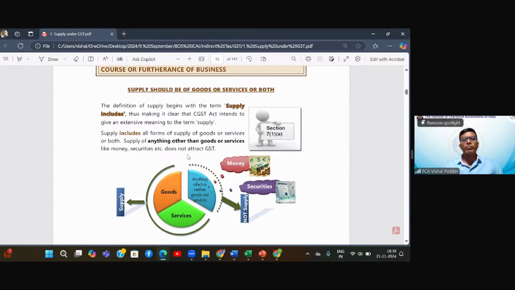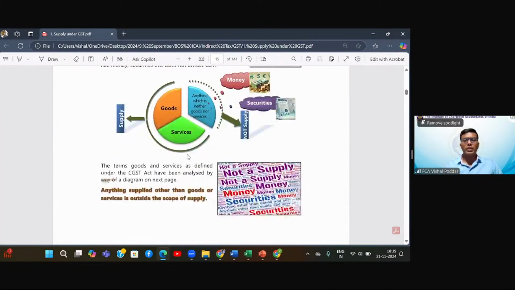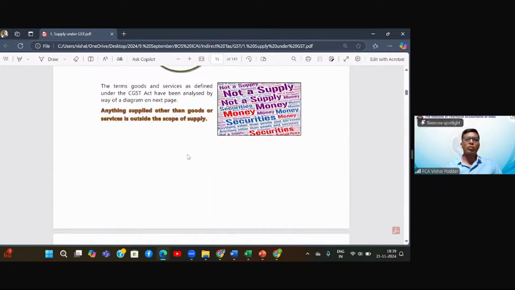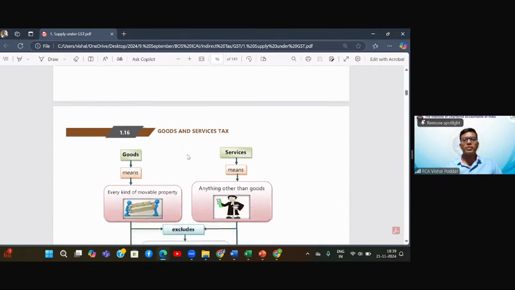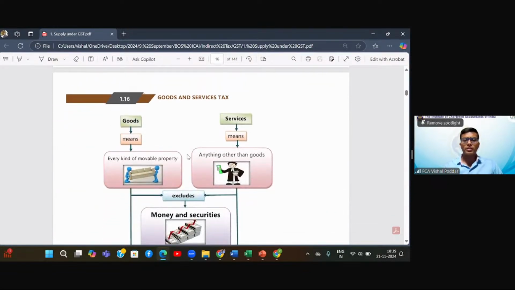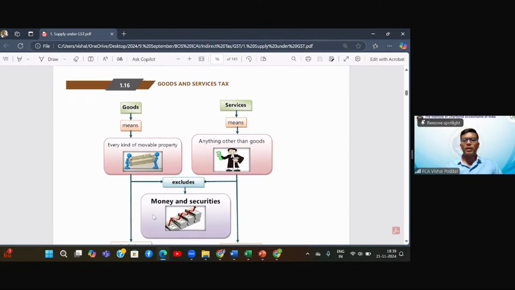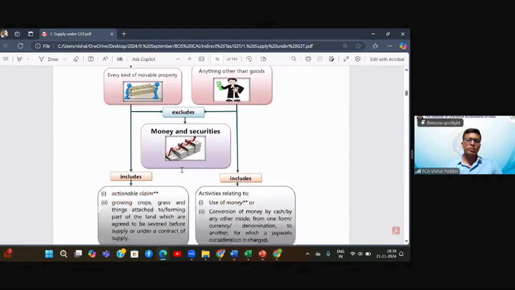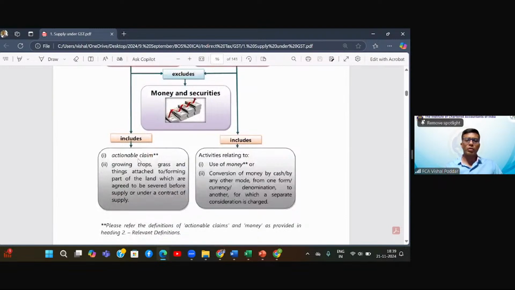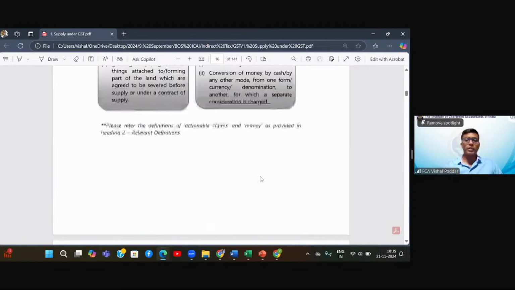So supply, in order to materialize, should be either of goods or service. Here we have a discussion on what can be goods and what can be service. We already discussed this. Goods means movable property, other than money and securities. Service is everything other than goods and also excludes money and securities. And then both include what? Goods include actionable claim. Services include money, use of money, conversion of money, etc.